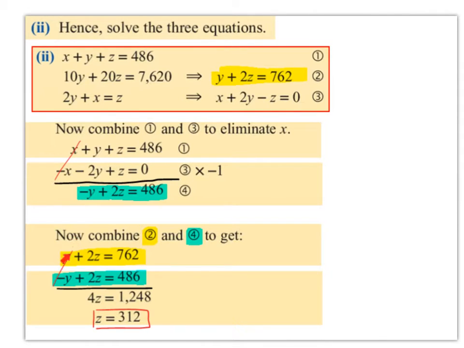Now the y's will automatically cancel. So y minus y is 0. If we had y and y, we would have had to change the signs, but it just so happens that the y's will automatically cancel. 2z plus 2z is 4z, 762 plus 486 is 1248, and dividing 1248 by 4 gives us z equal to 312.